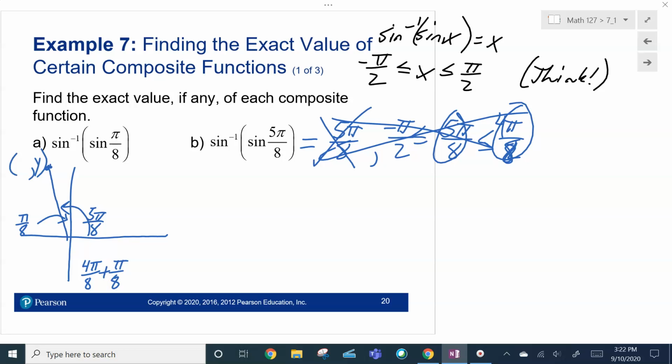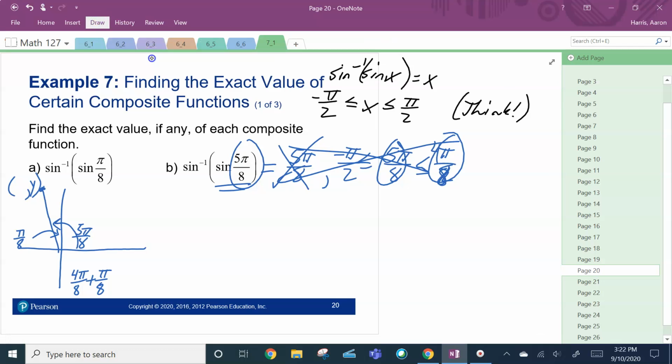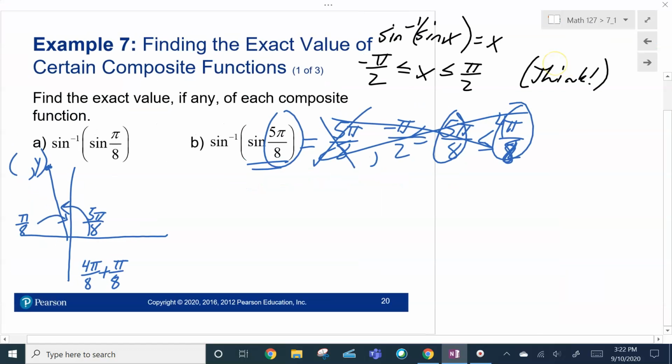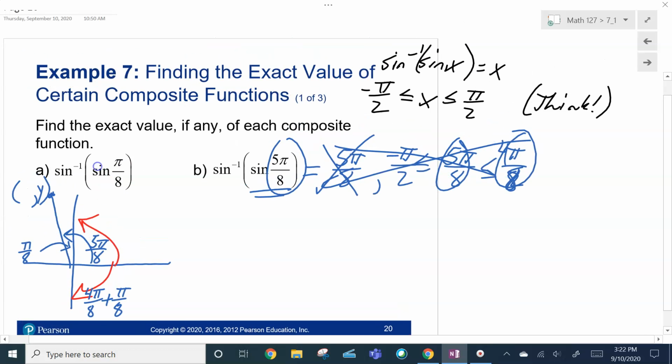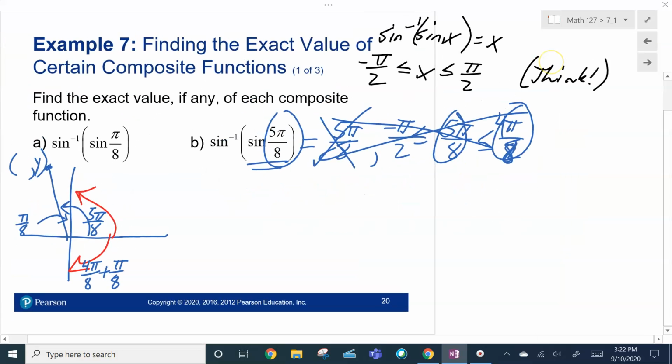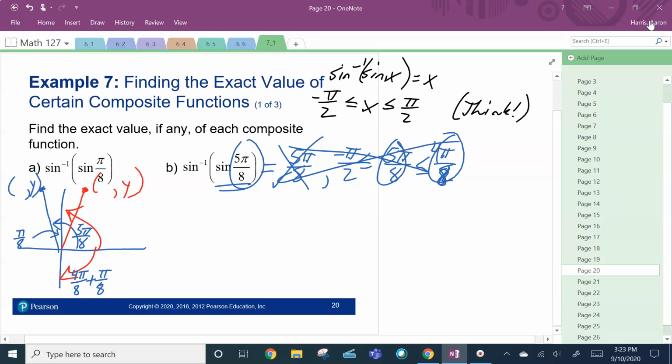So then the question is, well, can I rewrite this? Is there an angle between negative pi halves and pi halves that has the same y value? Right here has the exact same height. It has the same y value. I say, sure there does. So what angle would that be? Well, if this right here is pi over 8 in here, then that would be pi over 8.